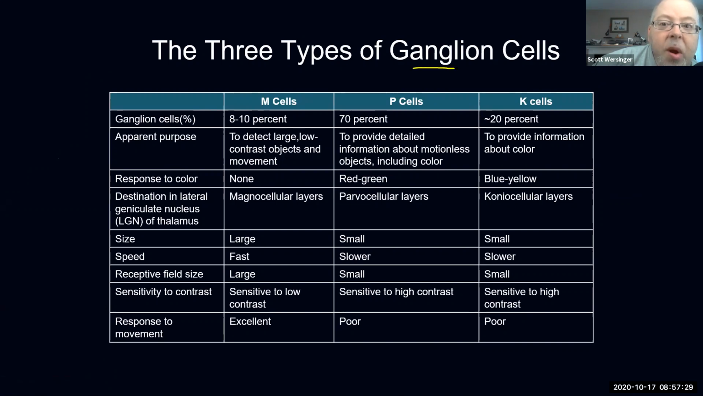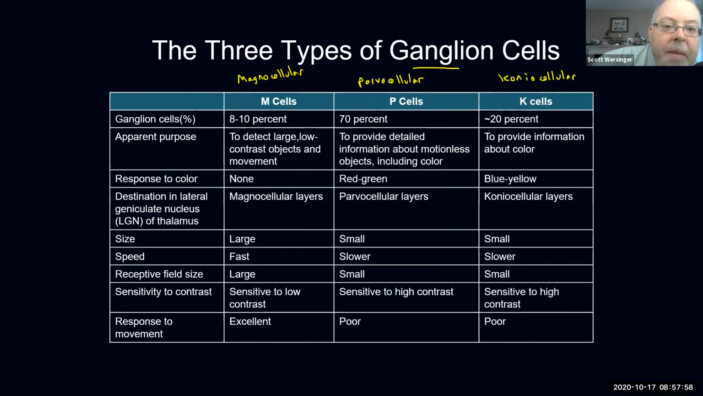Again, you have to remember where you are. We're at ganglion cells. Okay. Talk about M, P, and K cells. Okay, these are going to be short for magnocellular. These will be parvocellular. And this will be coniocellular.